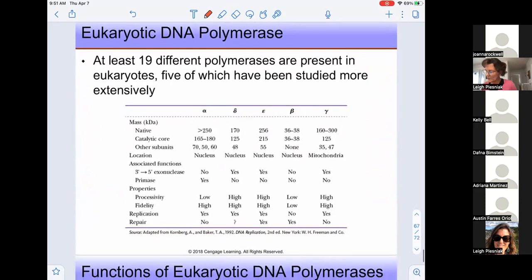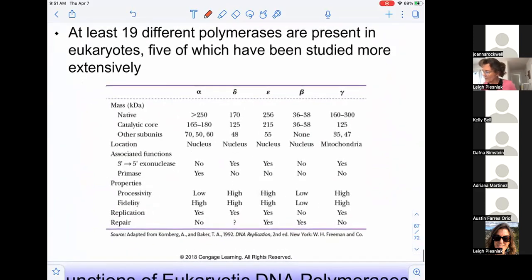Okay, what I do want you to be able to look at critically, though, is all the different polymerases that are in eukaryotic systems. So it says there's at least 19, imagine that, different DNA polymerases in eukaryotes. 5 have been studied more extensively, right? So we have alpha, delta, epsilon, beta, and gamma.